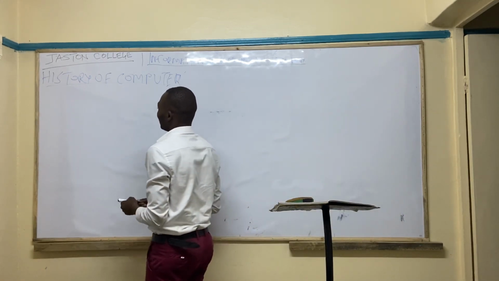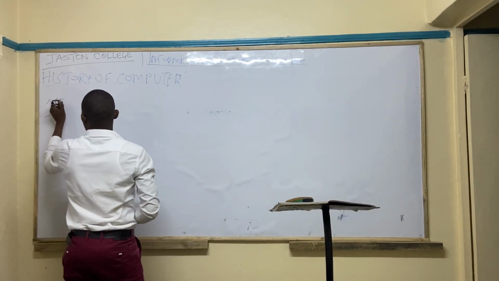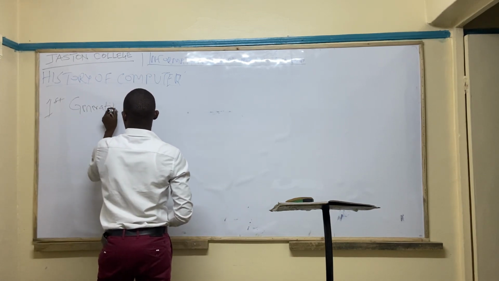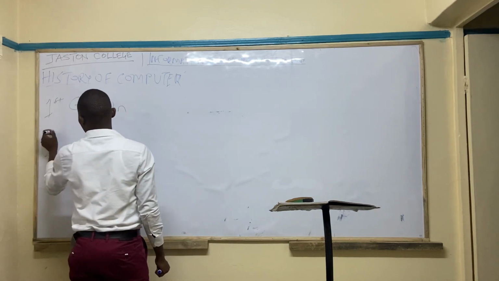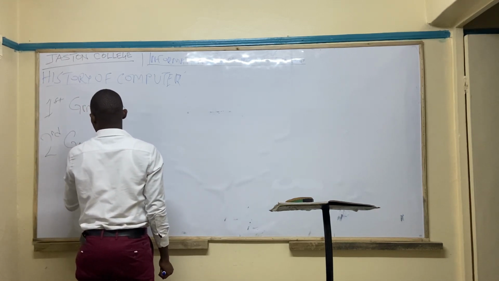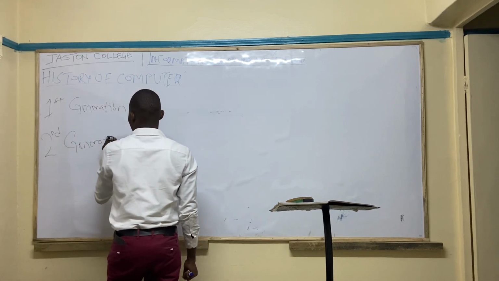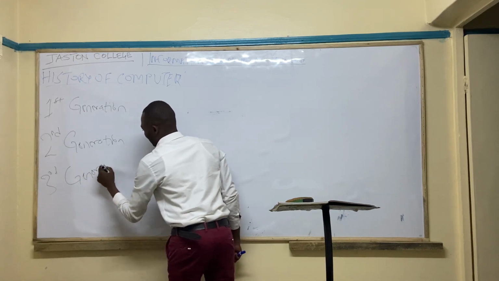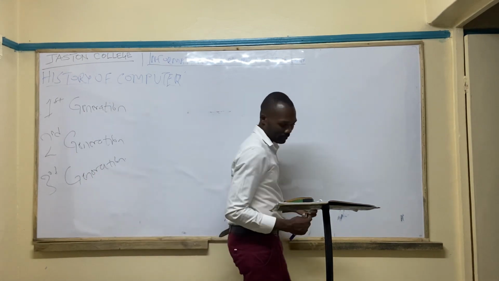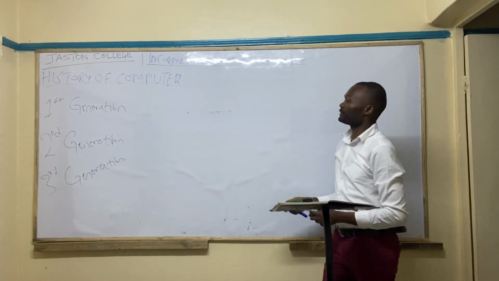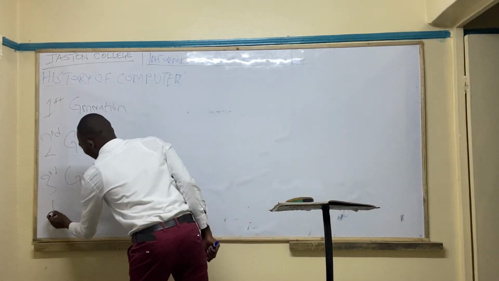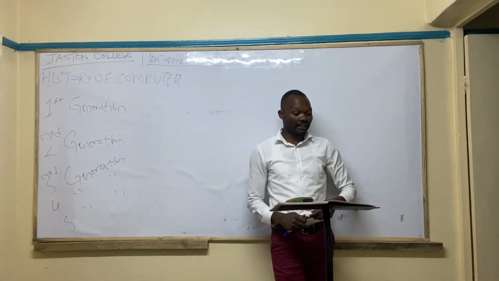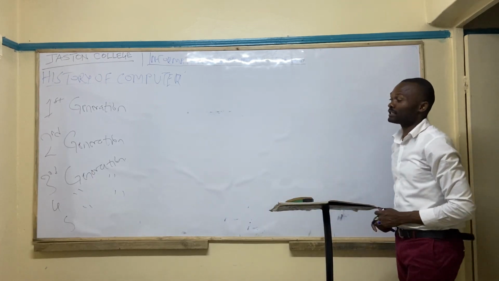So there was the first generation, then we have the second generation. Then we have the third generation, the fourth generation, the fifth generation. So what are the characteristics of the first, the second, the third, the fourth, and the fifth generation?